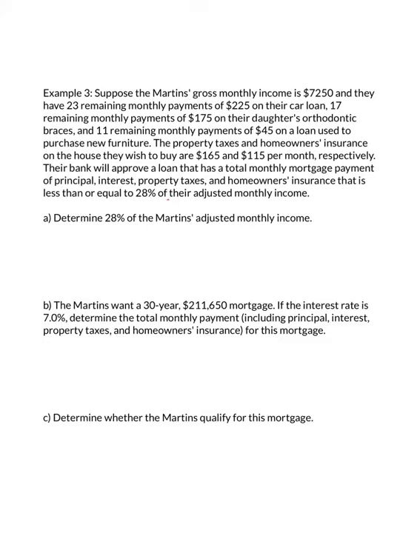So the theme of Part A is what is the maximum they can afford to spend on a house. That's what they mean whenever the homework asks you for 28% of the adjusted monthly income. So the maximum, I'll just abbreviate it max, they can afford on a house is what that question is really asking.